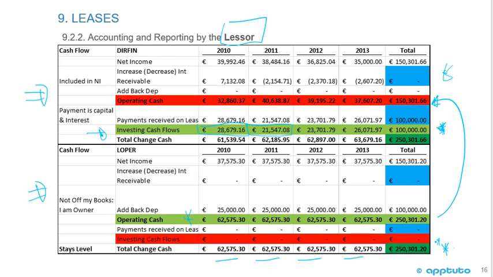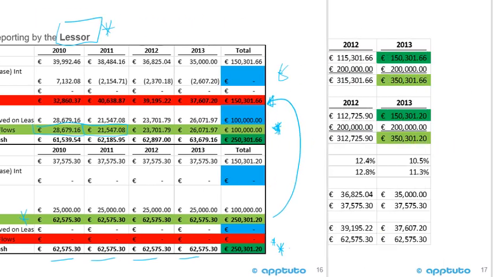Here on an operating lease, no. It's just a rental payment. So of course my operating cash flows under an operating lease, from the point of view of the lessor, are going to be higher than under the finance lease.